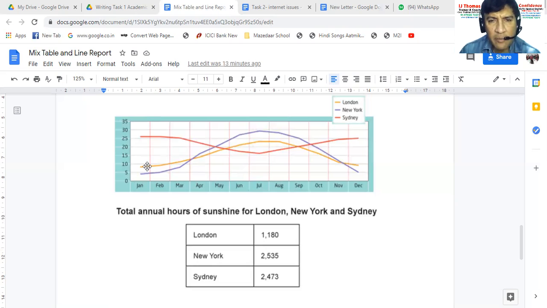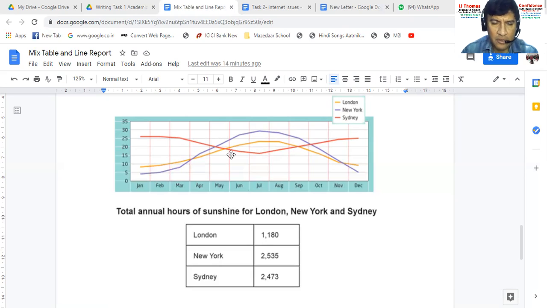Which had the least temperature? New York had the least temperature, at below five Celsius, followed by London, which was a notch higher. Remember, notch: N-O-T-C-H. Very good.